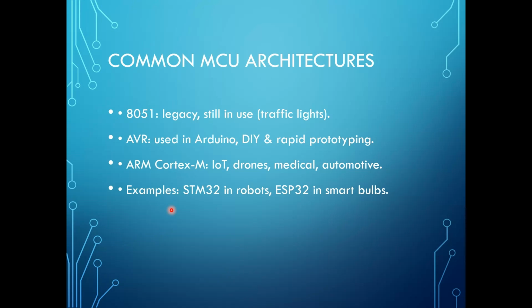So microcontroller architectures, if you're seeing here, these are basically the families. In this you will get the common microcontroller 8051. It's old but still used in education and traffic lights. AVR is there, used in student projects and hobby IoT projects that students are using nowadays. ARM Cortex-M is basically industry-based: IoT, automotive, drones, medical systems, used everywhere nowadays. STM32 is used in industrial robots, ESP32 in smart bulbs, TI MSP432 in wearables.